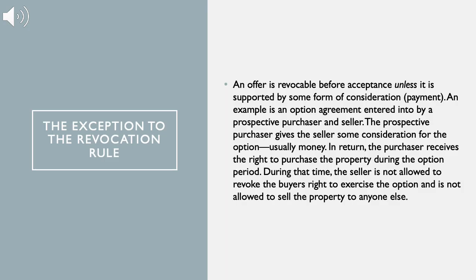The exception to the revocation rule: an offer is revocable before acceptance unless it is supported by some form of consideration payment. An example is an option agreement entered into by a prospective purchaser and seller. The prospective purchaser gives the seller some consideration for the option, usually money. In return, the purchaser receives the right to purchase the property during the option period. During that time, the seller is not allowed to revoke the buyer's right to exercise the option and is not allowed to sell the property to anyone else.